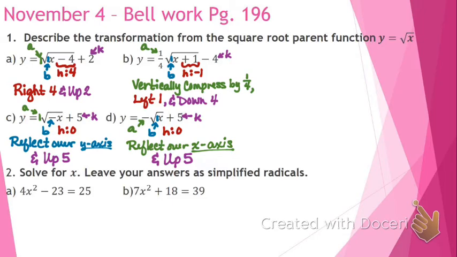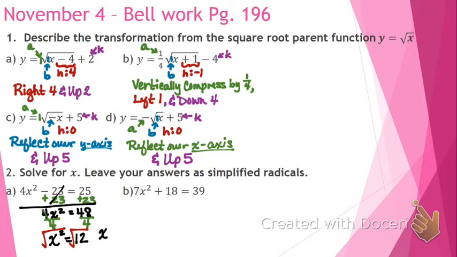All right, number 2. To solve number 2, I'm going to begin by adding 23 to both sides. That's going to give me 4x squared is equal to 48. I'm going to divide both sides by 4. I get that x squared is equal to 12. To get rid of the squared, we're going to take a square root of both sides. When we take a square root of both sides, we get 2 answers. We get both the positive and the negative.